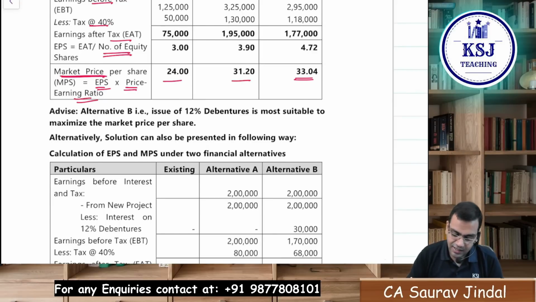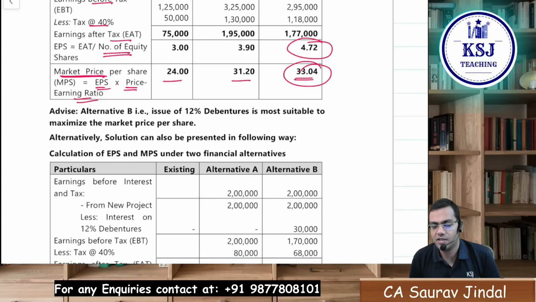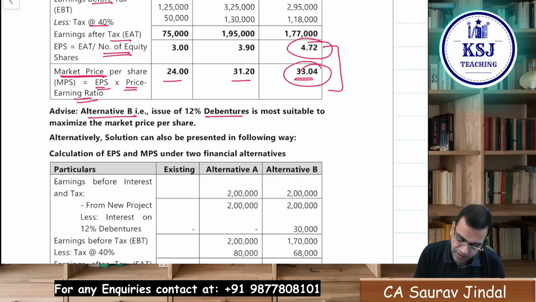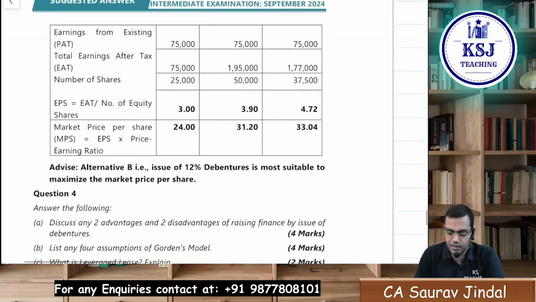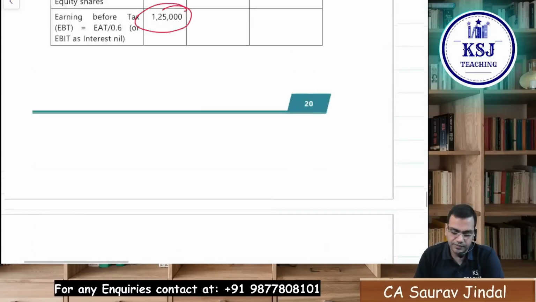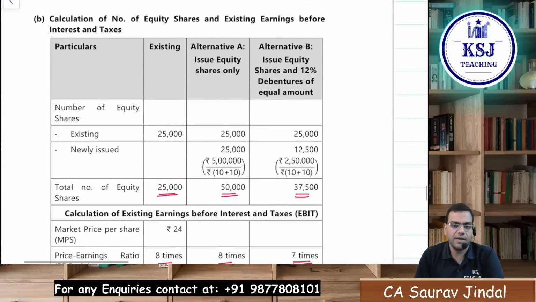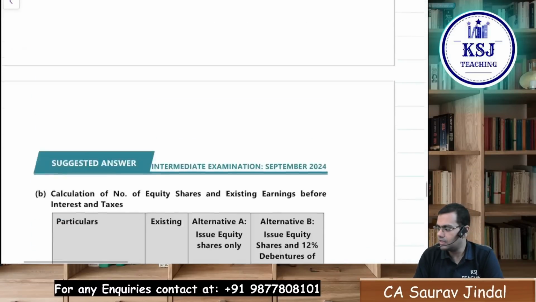So we can say that on the basis of EPS, option B is good, and otherwise also option B is good, sir. On the basis of MPS also option B is good, maximizing the wealth of shareholders. Alternative B, that is issue of 12% debenture, is most suitable to maximize the market price per share. Right? So this is how we can do, sir. A good question on capital structure.